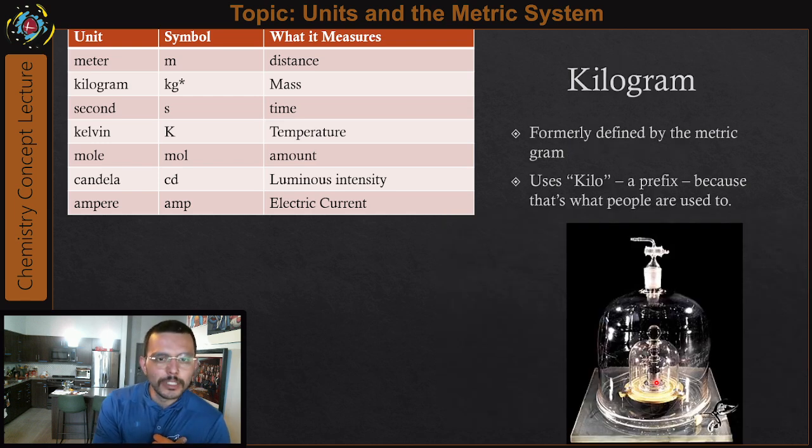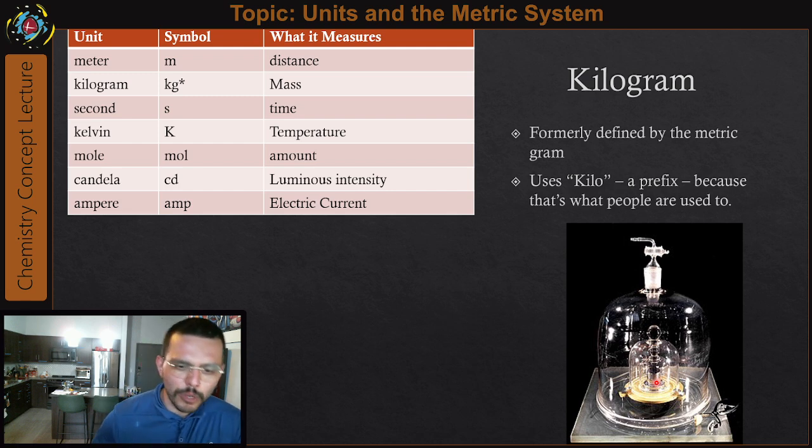A kilogram. So a kilogram is formally defined by the metric gram, which was this. It uses kilo as a prefix, so we will cover what a prefix is, but I've been talking about the metric gram, and we're talking about the base unit being the kilogram. This is actually a historical quirk and not something measurable.